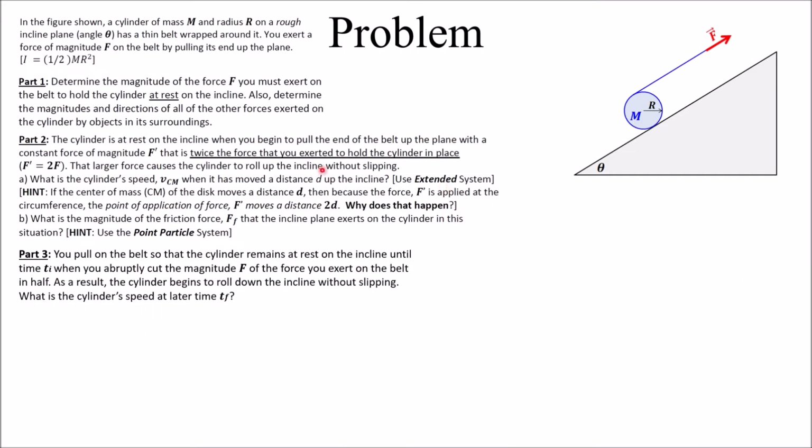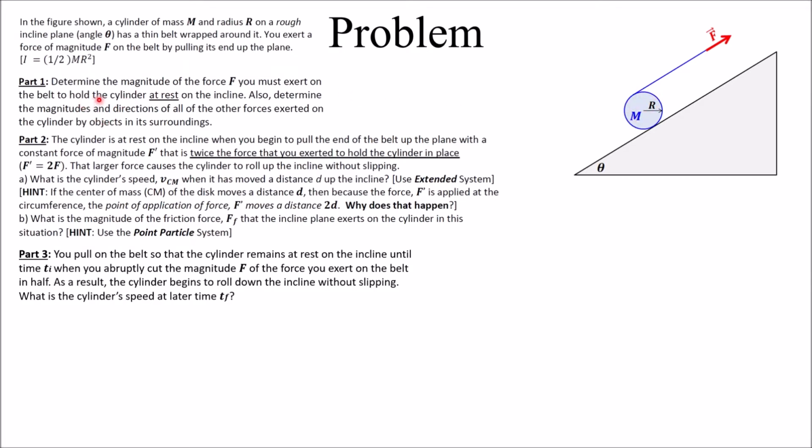So for our problem today, it's a big problem with 3 parts, and basically we have a cylinder with mass m and radius r on a rough inclined plane here. And it's got a thin belt wrapped around it, and we're exerting a force F on the belt by pulling it up the plane. And we have 1/2 mr squared for the cylinder moment of inertia for that rotation.